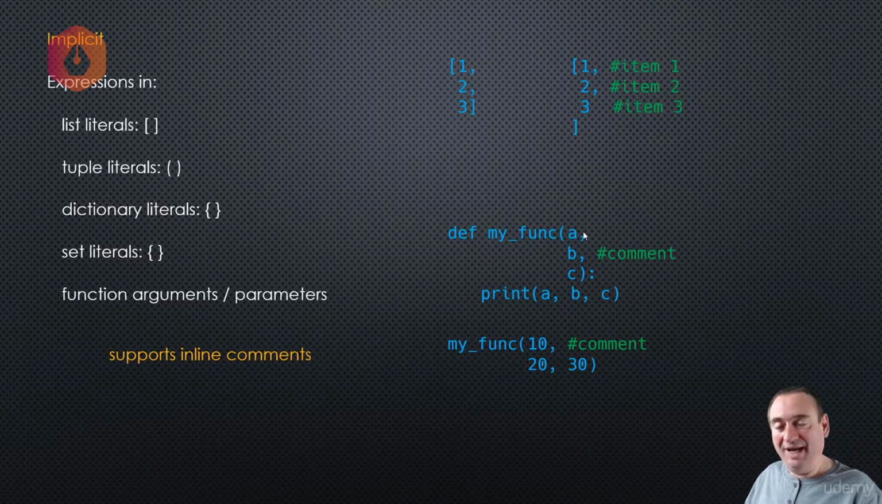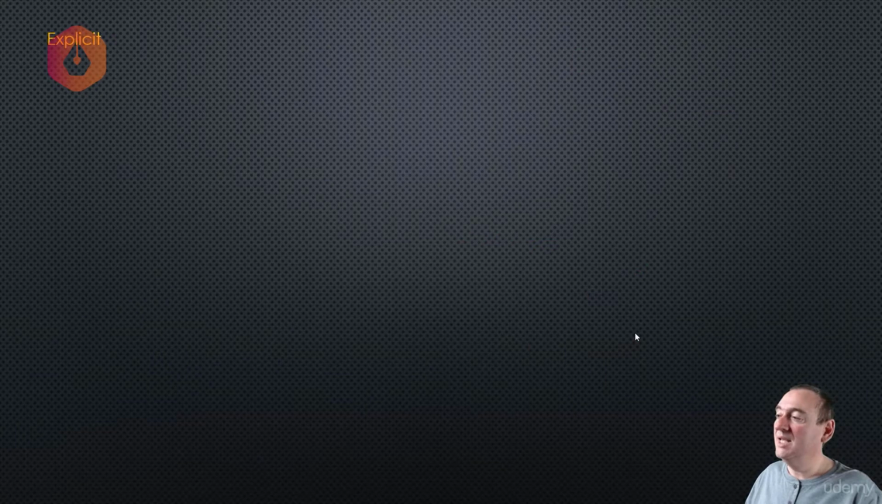So remember that at the end of the day, this comment is stripped out, and this new line and this new line are stripped out, and you end up with def myfunc a comma b comma c, as if you had written that. That's how Python is going to combine these different physical lines into a single logical line. And the same thing happens here. This comment is going to get stripped out, the new line character over here is going to get stripped out, and this is going to become myfunc 10 comma 20 comma 30. So this is where implicit works.